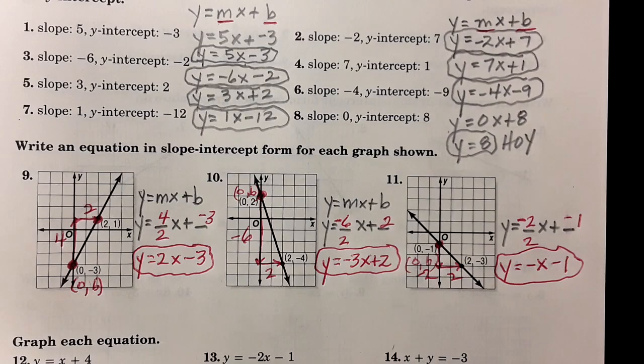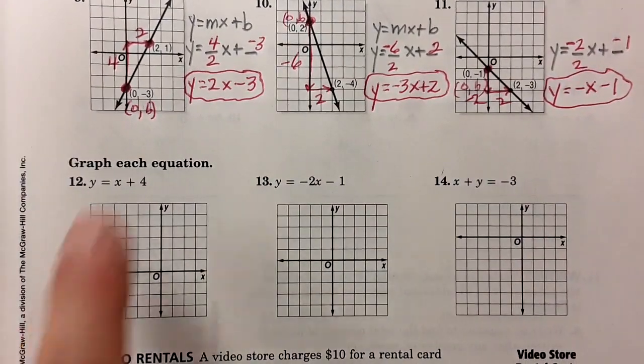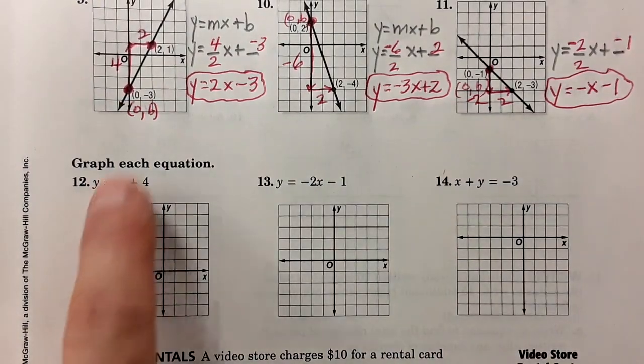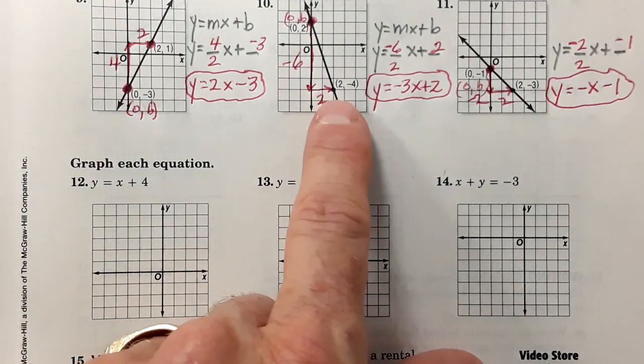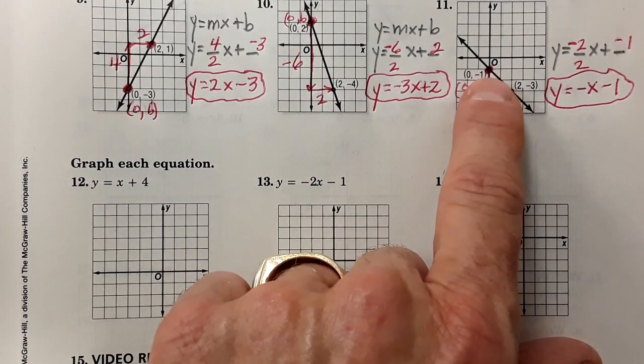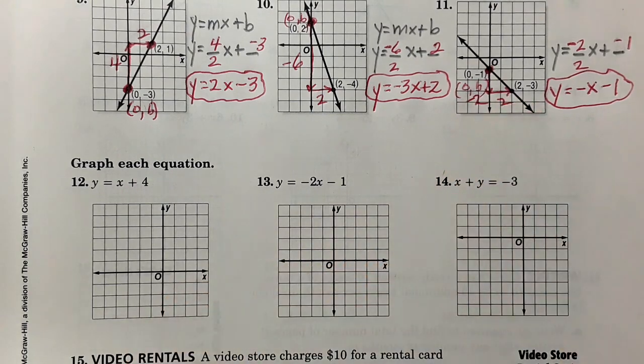All right, let's now graph. Now we're going to work backwards. We're going to graph the y-intercept and use the slope to find a second point. That's all we're going to do. So we're working backwards, yes?